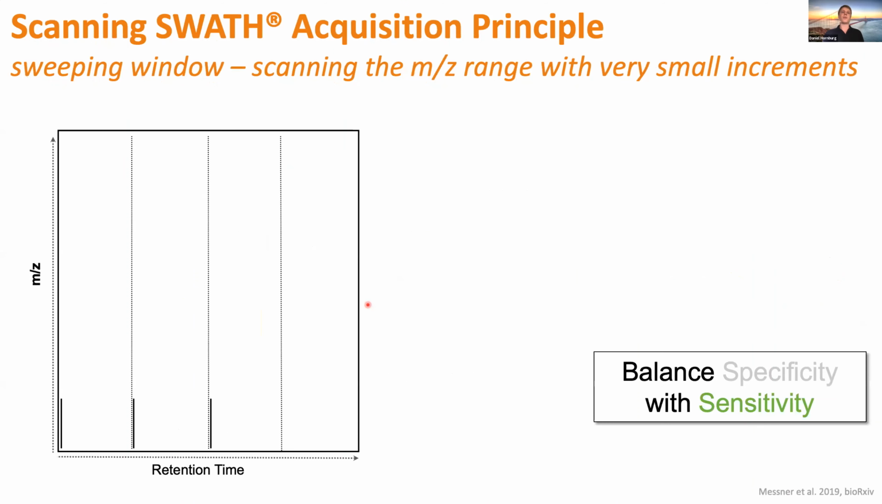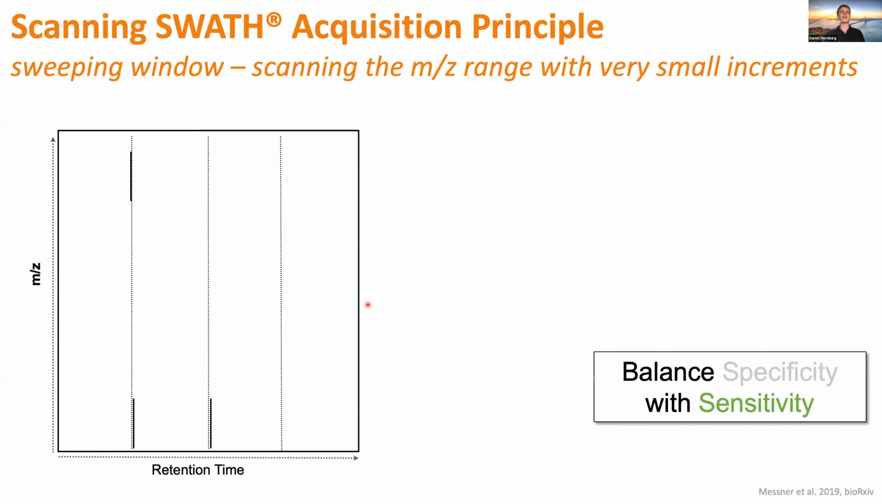In scanning swath, we do it conceptually different. Instead of stepping step by step through the M/Z range with very distinct windows, we slide the quadrupole. We slide with a quadrupole across that dimension.